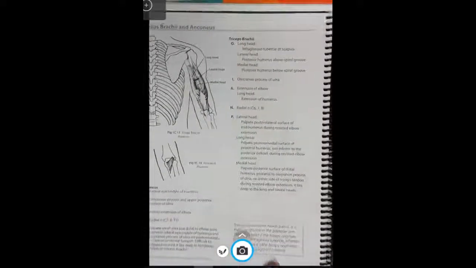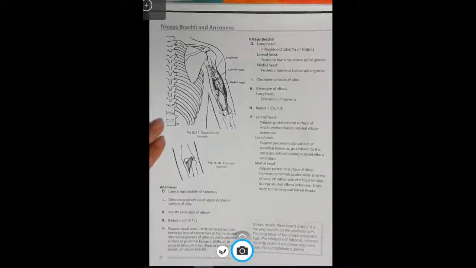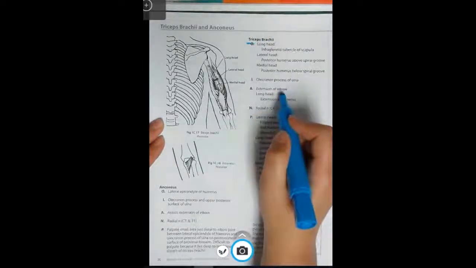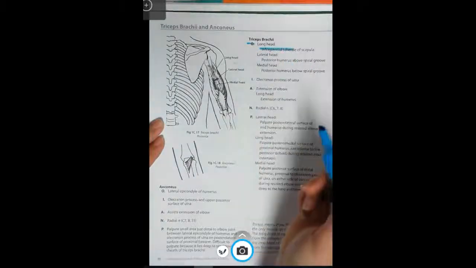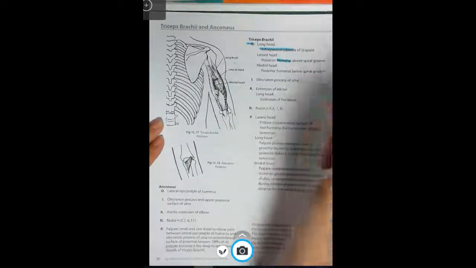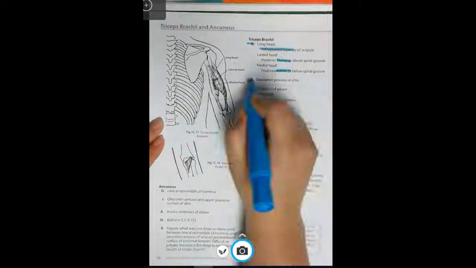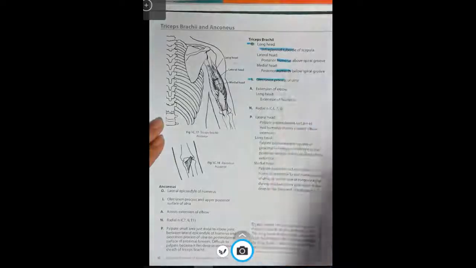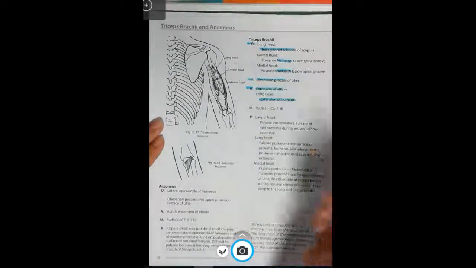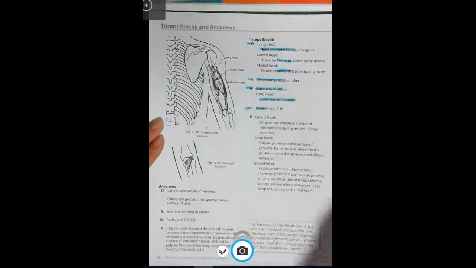Okay, our last one here for the shoulder and elbow. It's going to be your triceps. We're not going to divide it up. We're just going to add infraglenoid tubercle, humerus. We're going to insert on the olecranon process. Actions are extension of the elbow and extension of the humerus. This is your radial nerve. It's kind of how you palpate.